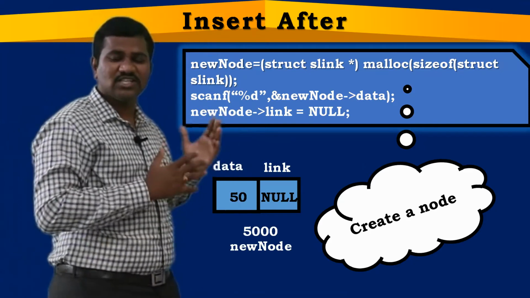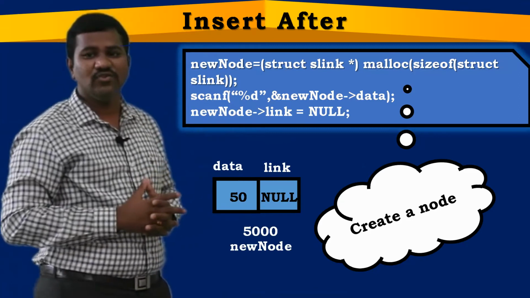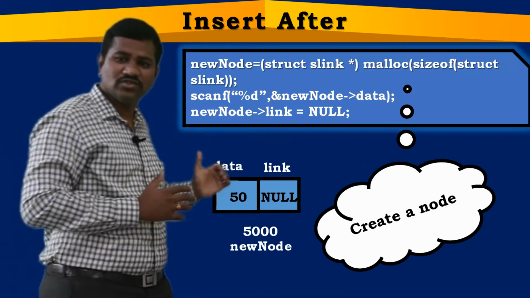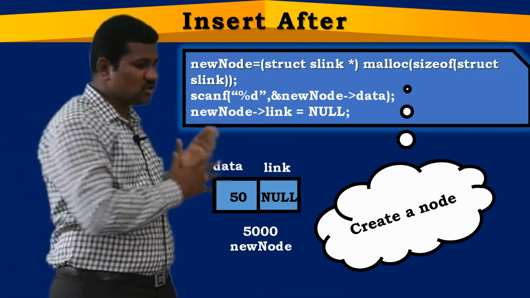And that address has been stored in what? New node. And here the address of the newly created node is going to be 5000, and that 5000 is stored in what? New node, right? So this is how we are creating a new node.